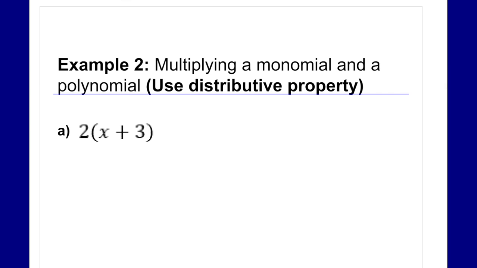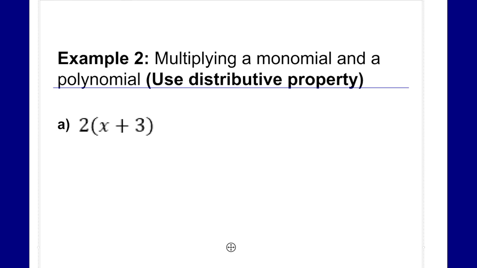Instead of collecting like terms, now we're going to look at multiplying a monomial and a polynomial. So we're going to look at multiplying a single term into multiple terms. Right? This is something, again, that you would have done in grade 9. You would have learned this as the distributive property.